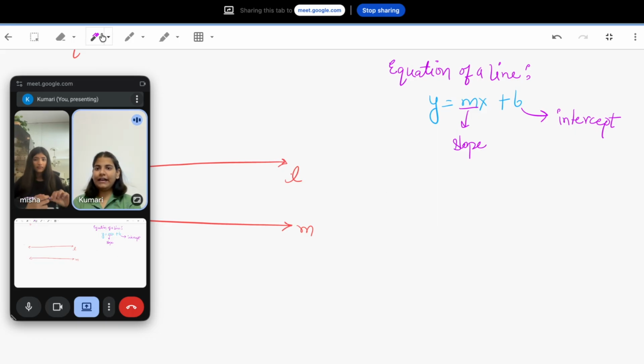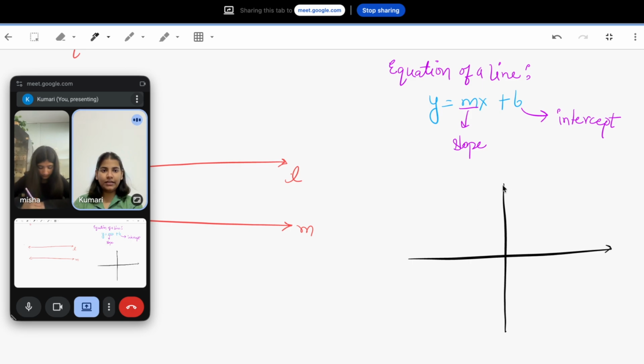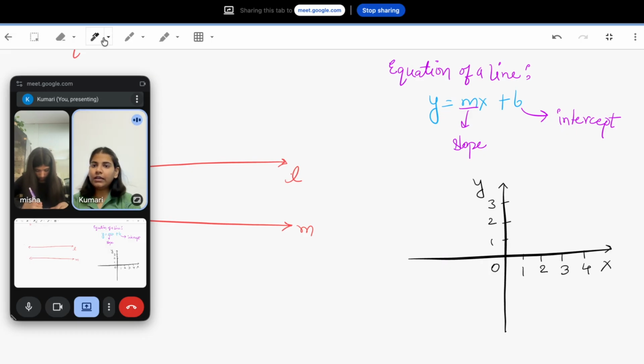Okay, let's say I have two axes, the x-axis and the y-axis. This is my y, this is my x. It has an origin. Mark the points 1, 2, 3, 4. Here I have 1, 2, 3. Now I have a line that is starting from 2 and it is going like this.